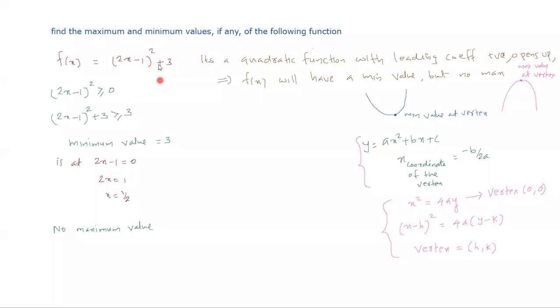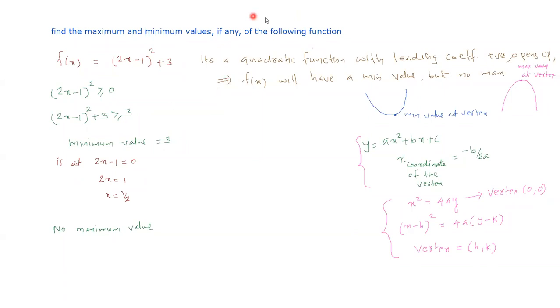Okay. So like this you can say. So in this particular example, we did not draw a graph, we did nothing like that. By looking at the equation, we said this function has a minimum value and the minimum value is 3, and the minimum value is at the point x is equal to 1 by 2. And since x is increasing, this function value will increase, so there is no maximum value. Okay, this is the easiest thing.